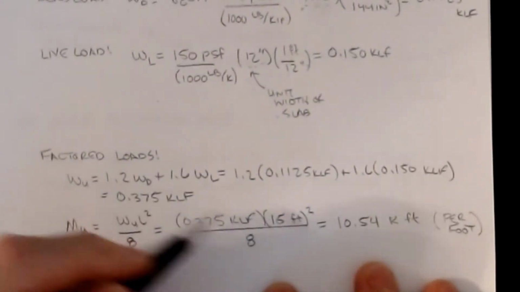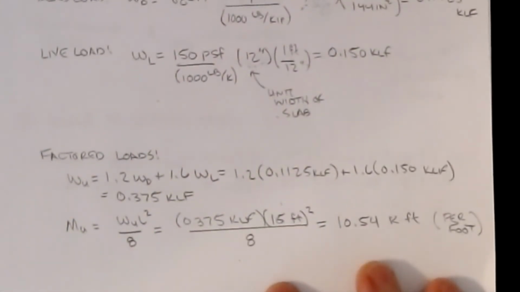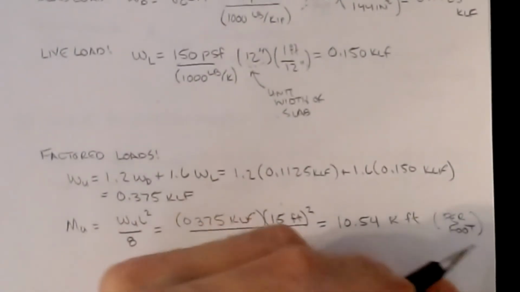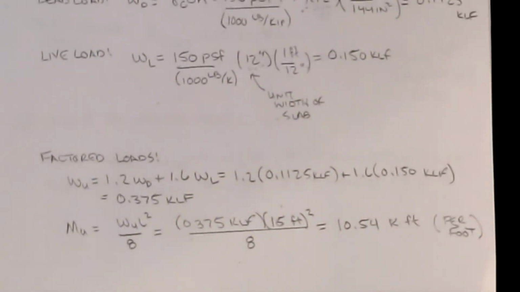So here's my W, my L squared, and my 8, and if I do that, my moment then is 10.54 kip feet, and that's per foot of width. Okay, because again, we're only looking at a 12-inch wide section.